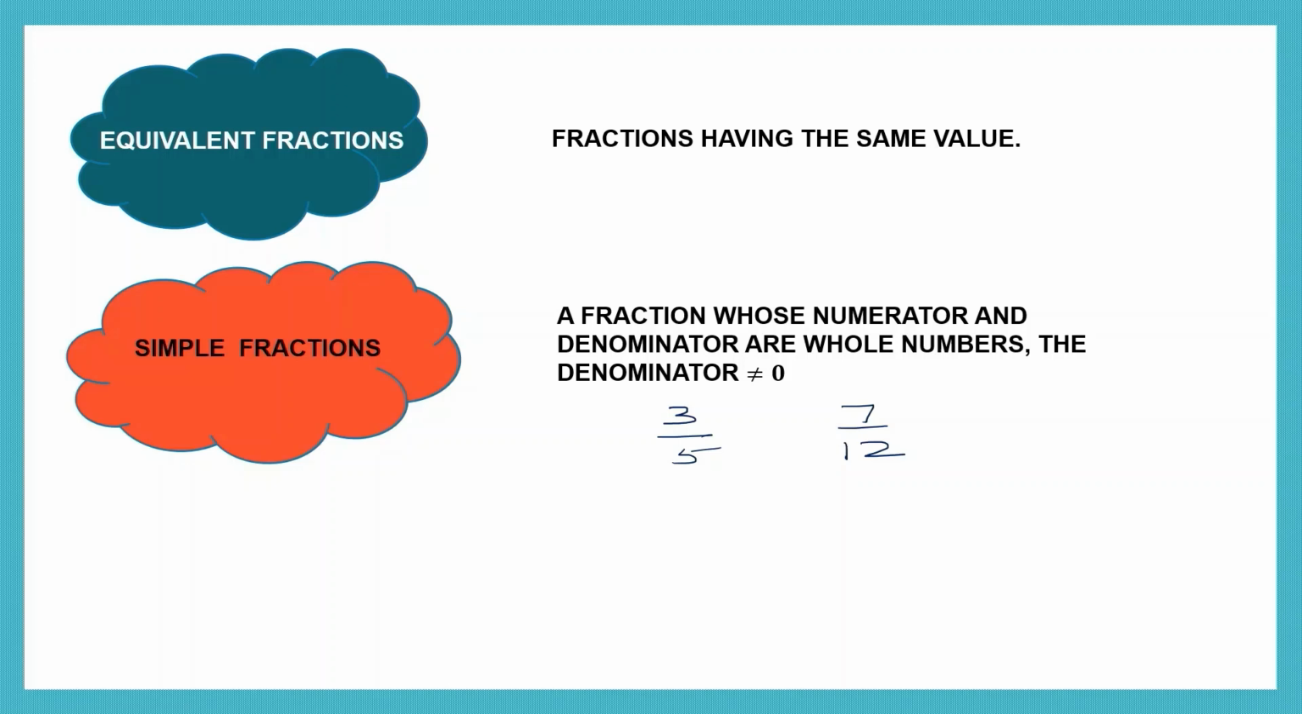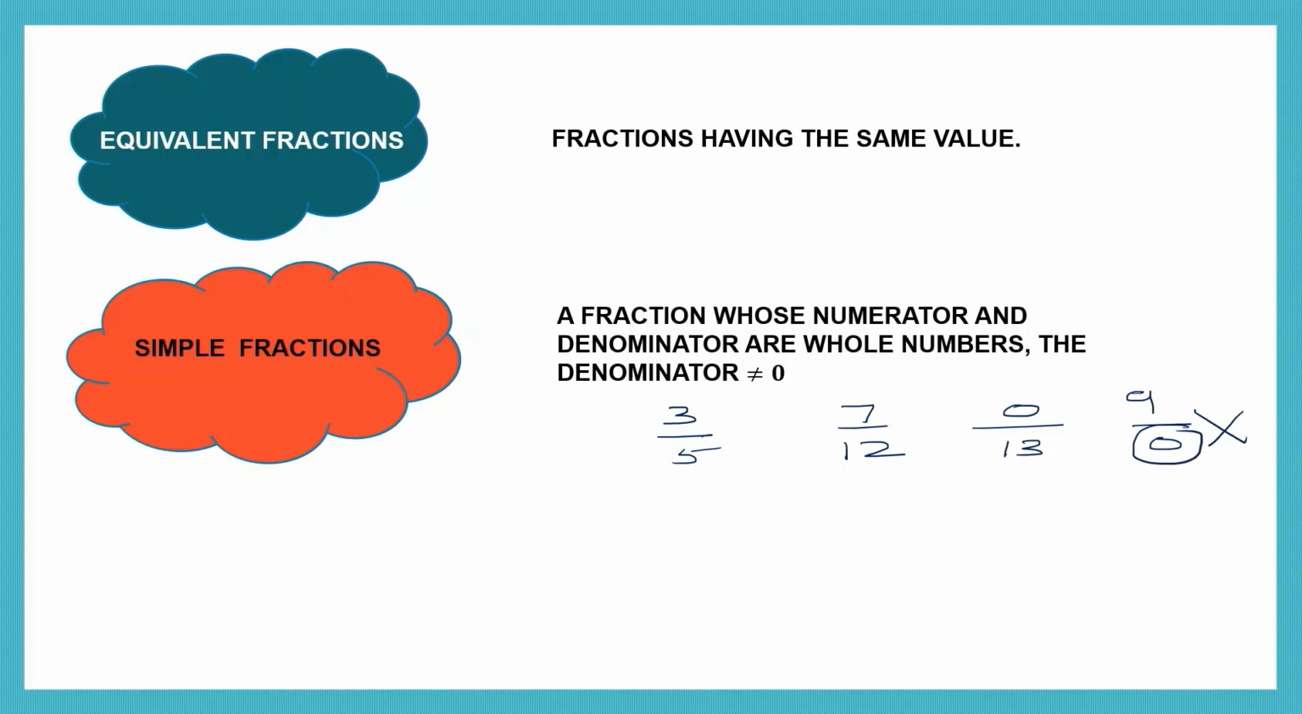Fraction whose numerator and denominator are both whole numbers. The numerator can be 0, but the denominator cannot be 0. So this is also a simple fraction, but I cannot have it the other way. I cannot say, suppose I say 9 by 0. This is not defined. The denominator cannot be 0.